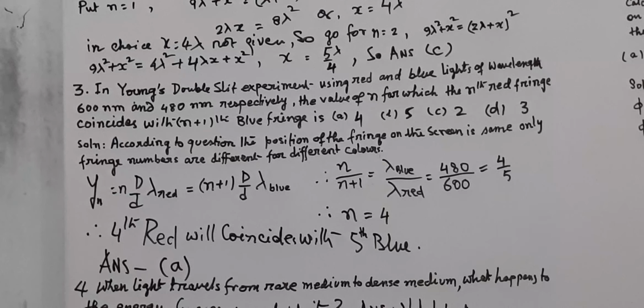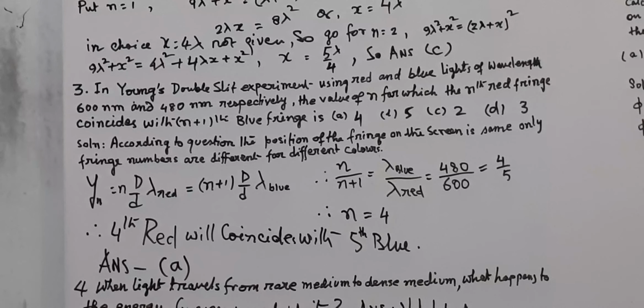Now arranging them, n by n plus 1 equals lambda for blue by lambda for red, and it will give us 4 by 5. Solving this, n equals 4. So the fourth red will coincide with the fifth blue.